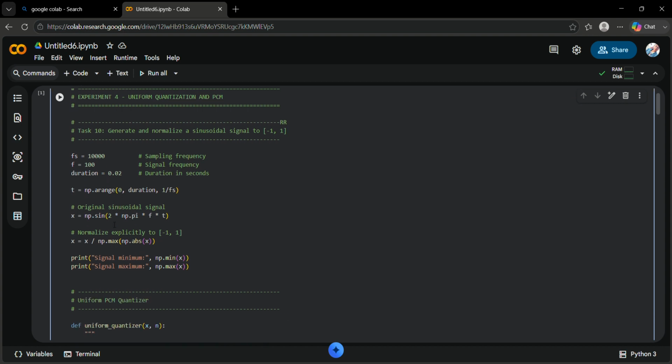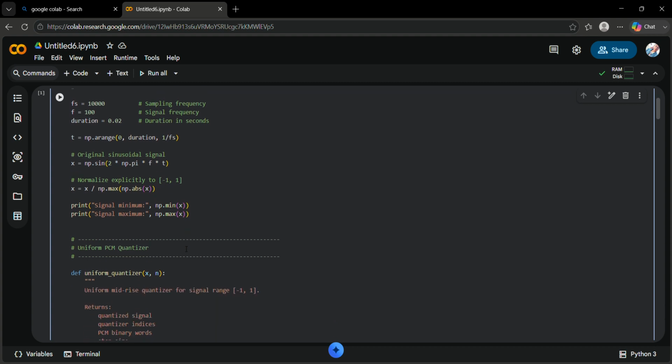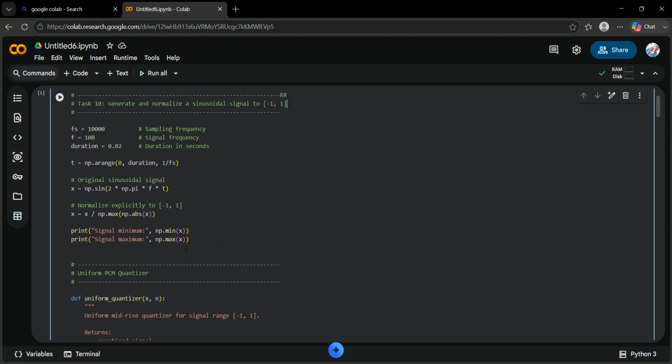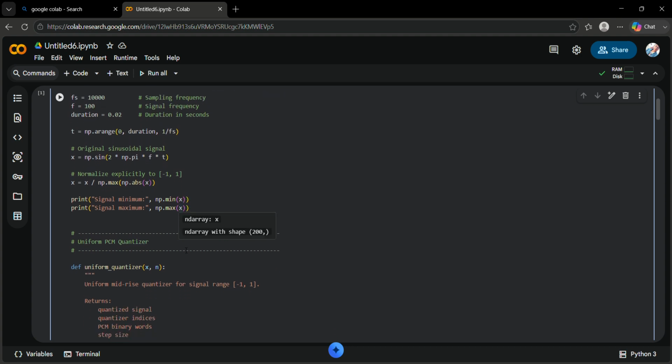After generating the sinusoid, I have normalized the signal so that its amplitude lies between -1 and 1, as required in the experiment.